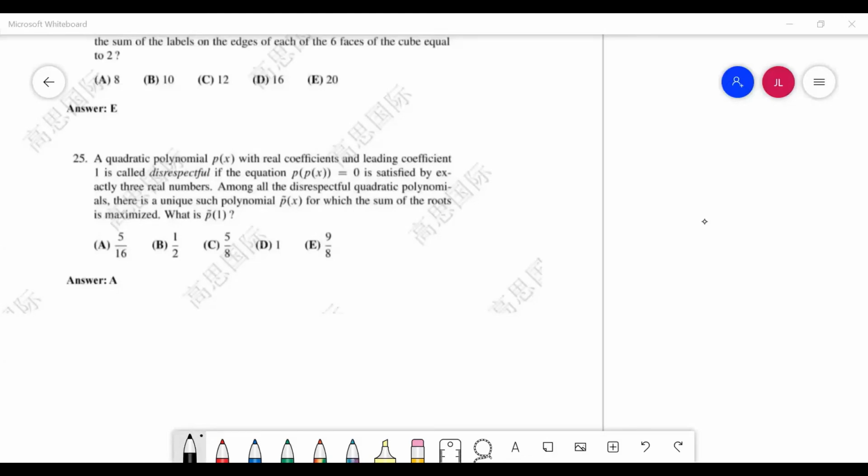Question number 25. A quadratic polynomial P(x) with real coefficients and leading coefficient 1 is called respectful if the equation P(P(x)) = 0 is satisfied by exactly 3 real numbers. Among all the respectful quadratic polynomials, there is a unique such polynomial P(x) for which the sum of roots is maximized. What is P(1)?